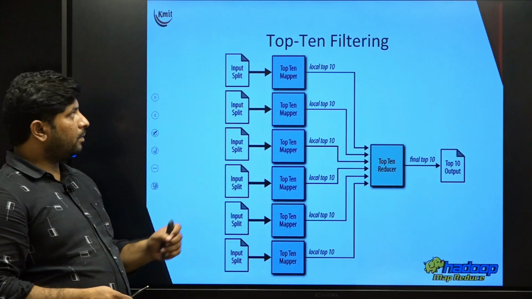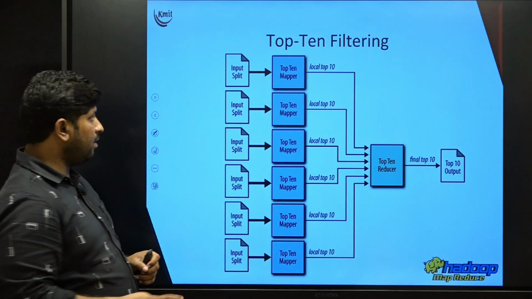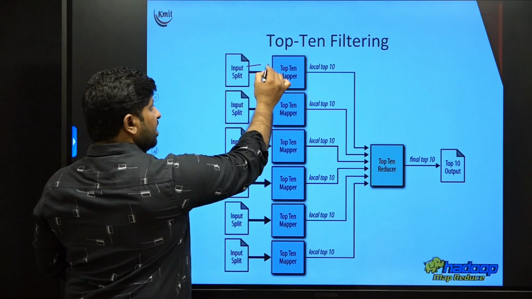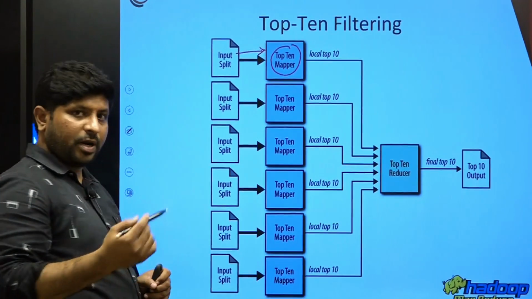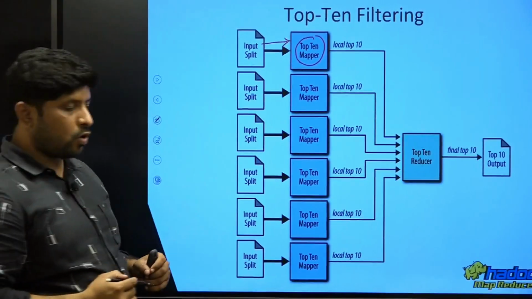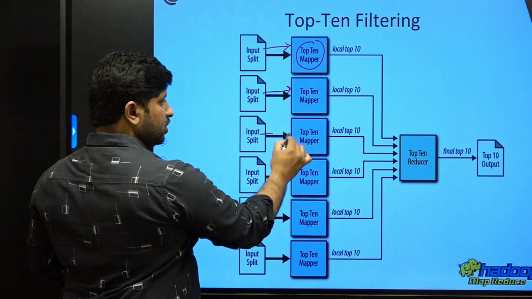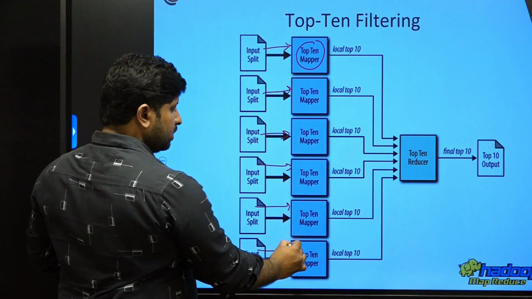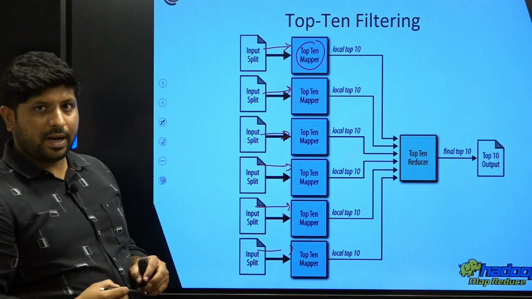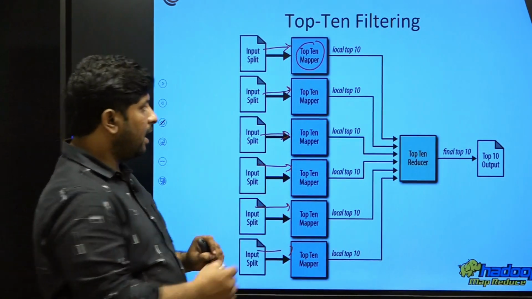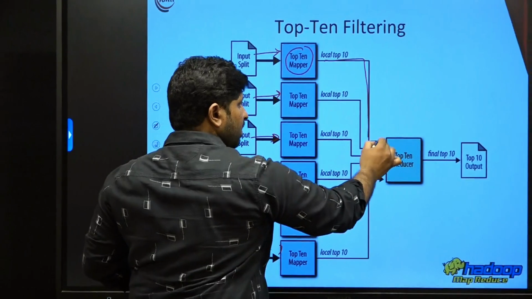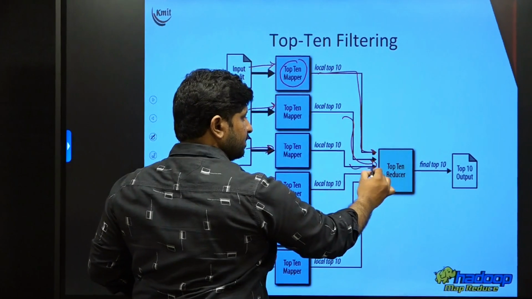And coming to the structure of top 10, from each and every input split, the mapper retrieves the top 10 records by applying the mapper logic. Once the mapper has retrieved the top 10 from the local input split, all these top 10 will be sent to the reducer phase.